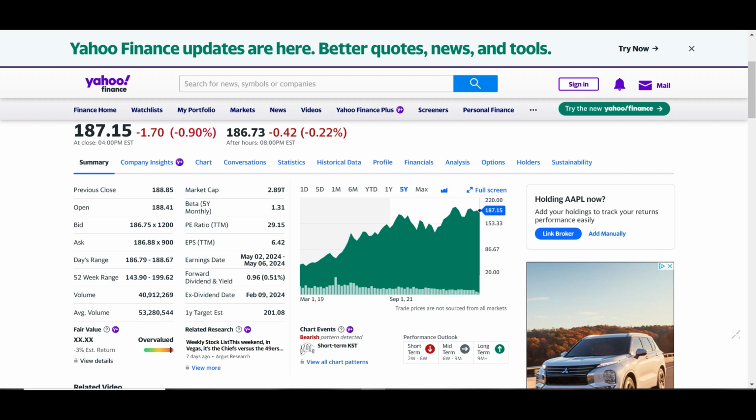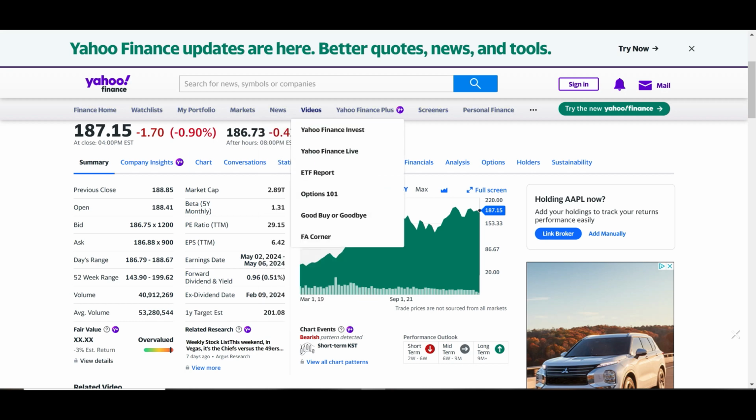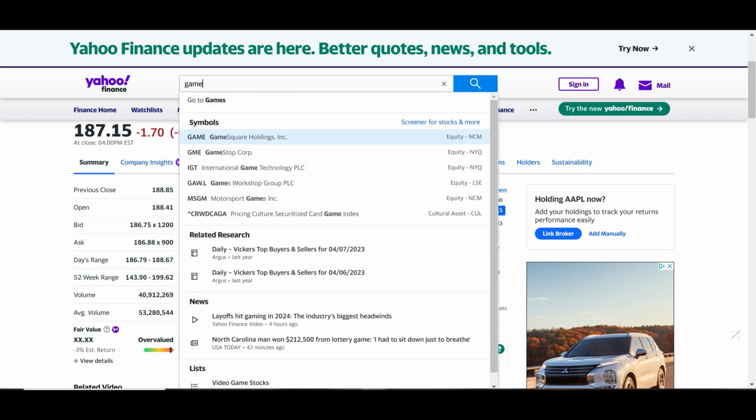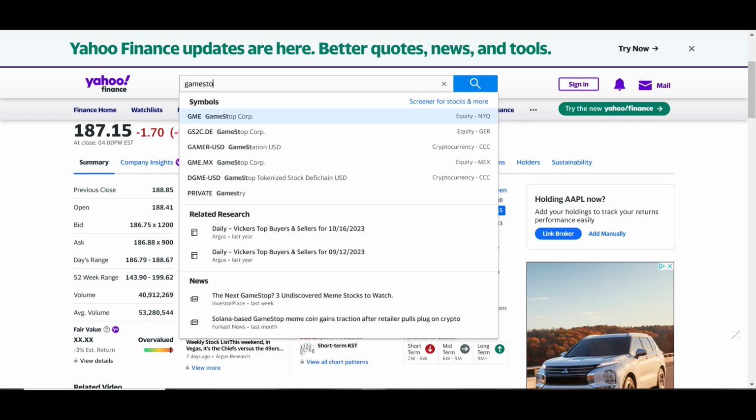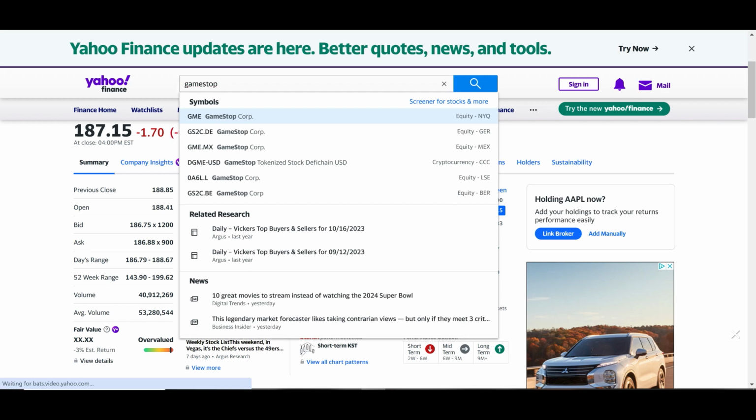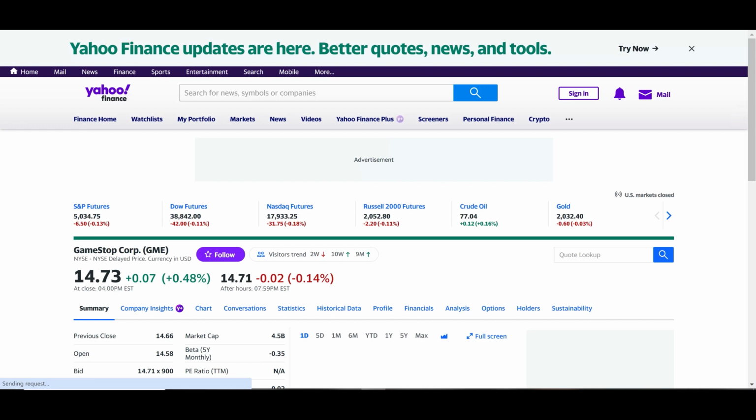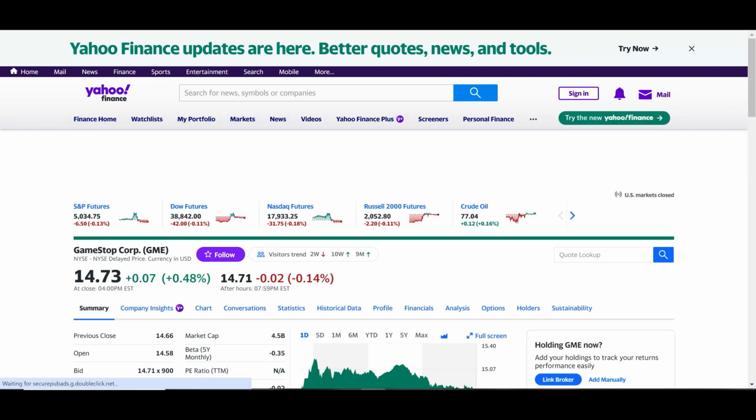So let's look at something else. Let's look at GameStop. There was a big hype around GameStop in the past. So let's look at GameStop and the health. The reason why I am pulling up GameStop is because I want people to understand that market hype doesn't change the financial picture of a company.